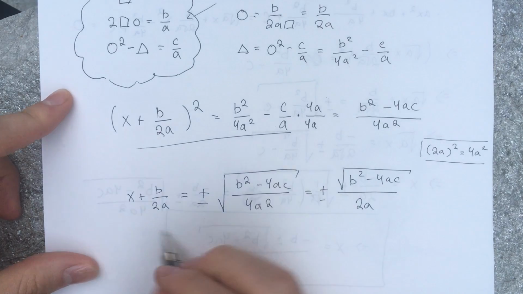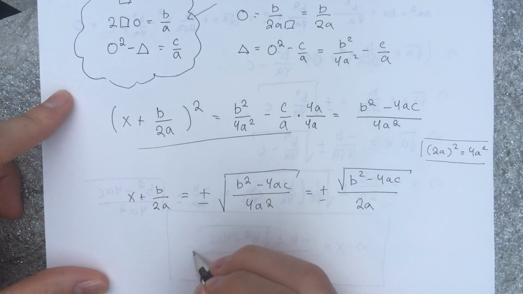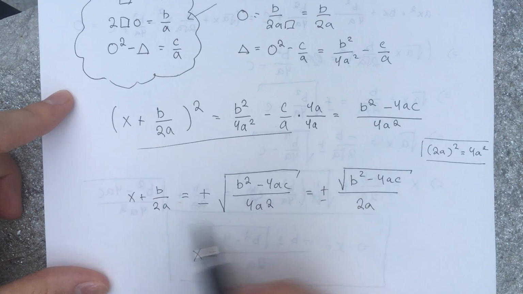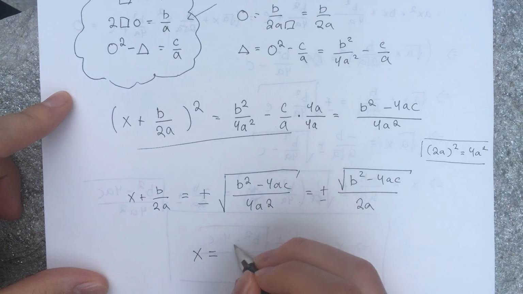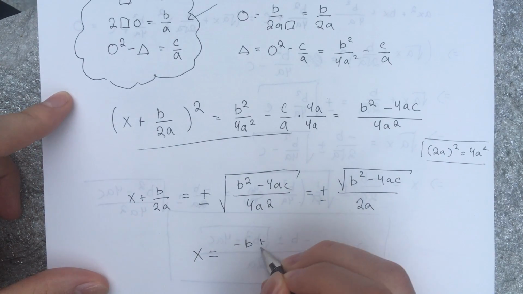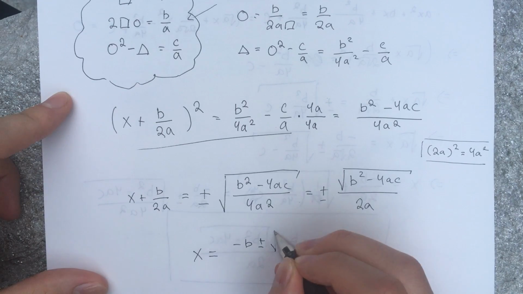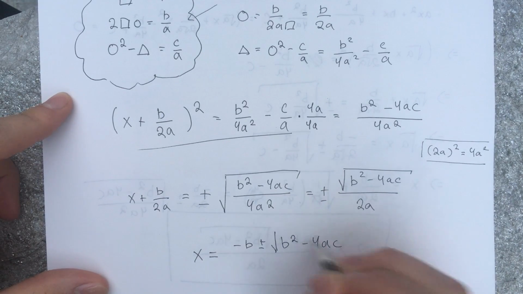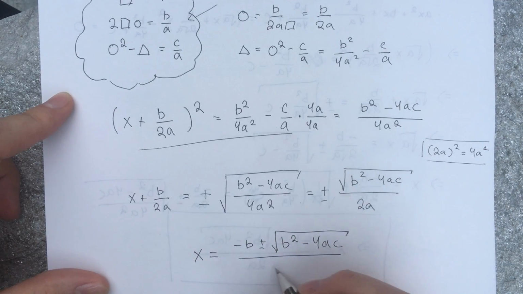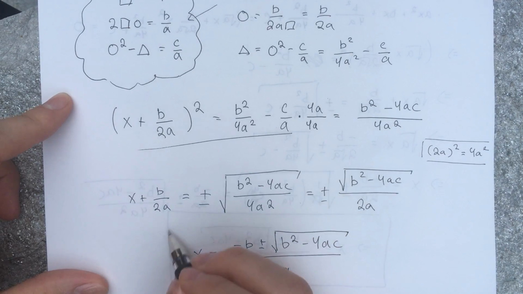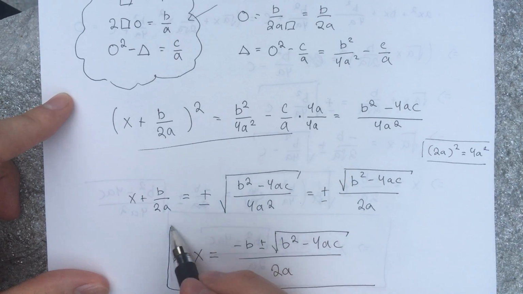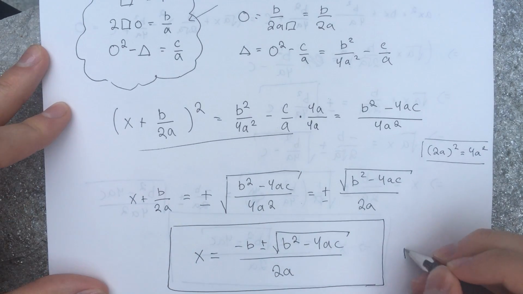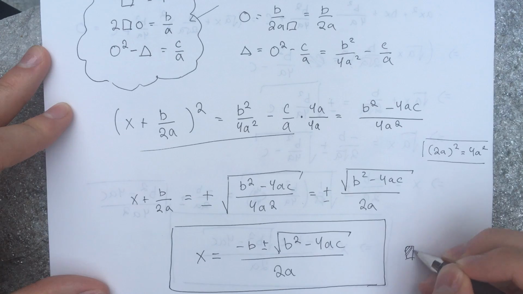And now all we need to do is transfer this over. And we have x is equal to, since they have the same denominator, we can just combine them, minus b plus or minus the square root of b squared minus 4ac all over 2a. And that concludes the proof of the quadratic formula.